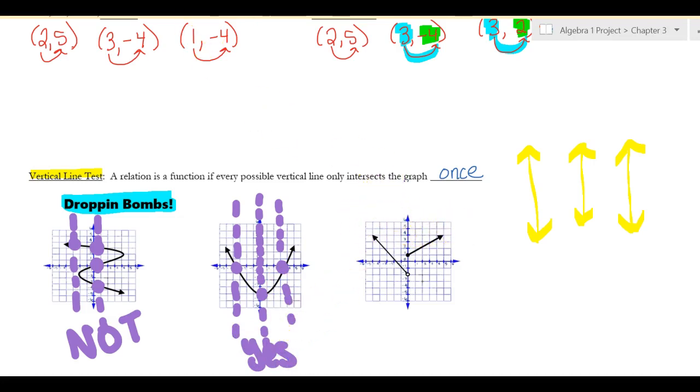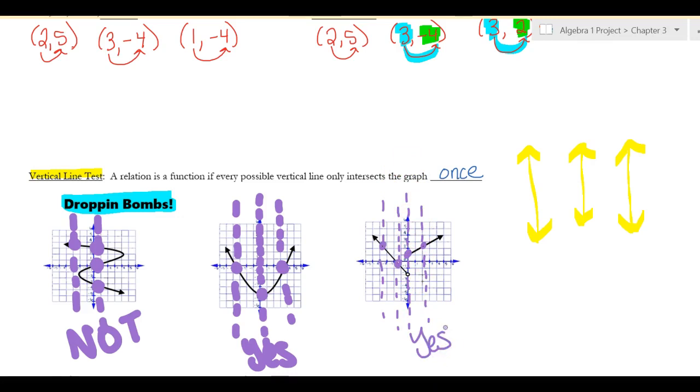Okay, so this one, I'm going to get a thinner marker because this is pretty thick. If I'm going to drop a bomb, blows up once there. That's good. Blows up once there. Now this is the tricky part. Watch this. It's going to blow up right here, but then you see this hole? It's like there's a hula hoop in the sky, and it flies through that hula hoop. And so it still only blows up right here. And so because there's a hole here, it says that it doesn't include that point. So the bomb goes through that hula hoop, so this is a yes.